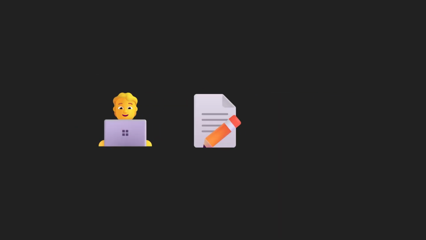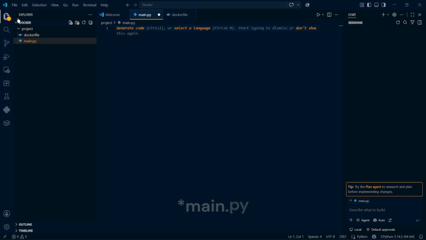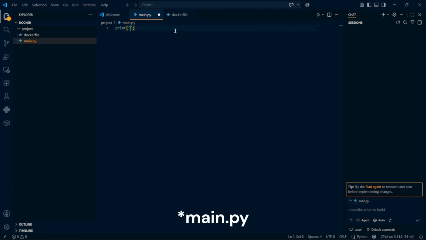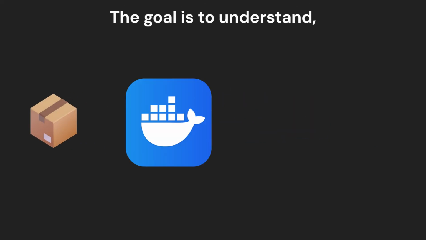Before we write a Dockerfile, let's write a simple Python program. Our project looks like this. And inside app.py, we'll write something simple. Print "Hello from Docker". It doesn't need to be complicated. The goal is to understand how Docker packages an application.